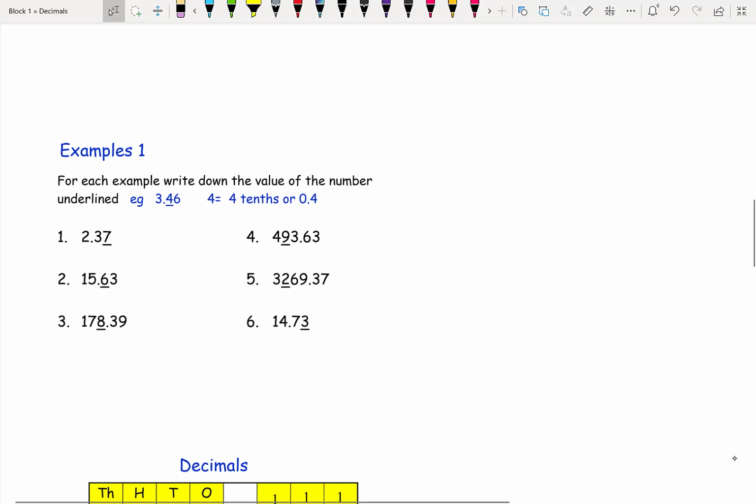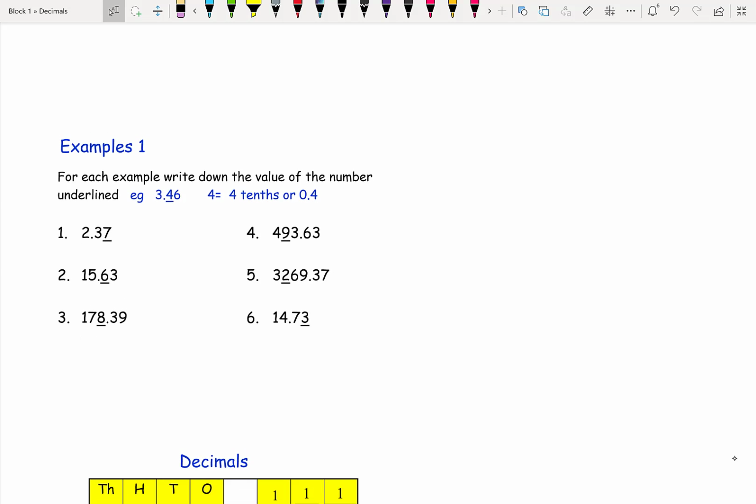So looking at some more of these in our example, all we're doing this time is the same thing, we're just picking the underlined number. Just like we did before, I want to know how much the number in each of these that's underlined is actually worth. So here, the thing that's underlined is the 7. Which column is it in? Well, I've got my units, I've got my tenths, I've got my hundredths. It's actually 7 hundredths.